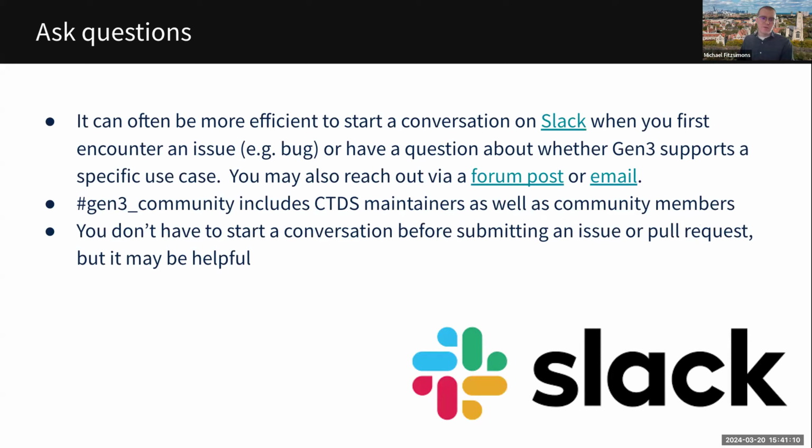When you first encounter a limitation or a bug, that's a good place to get feedback from either the Gen3 team or the community. You might figure out that there is a way around whatever limitation you perceive, or there's a solution at hand. I would start there. A great place to do that is in Slack, the Gen3 community channel mentioned there. We also have a forum, and you could email us as well, but Slack is the best place for conversations. You don't have to start a conversation before submitting an issue in GitHub or a pull request, but as I said, I think it could be helpful.